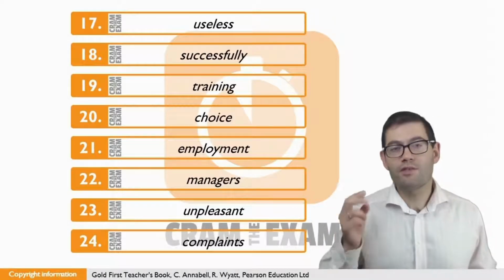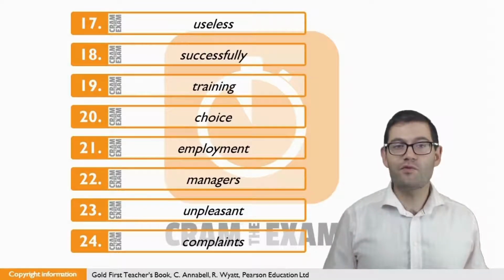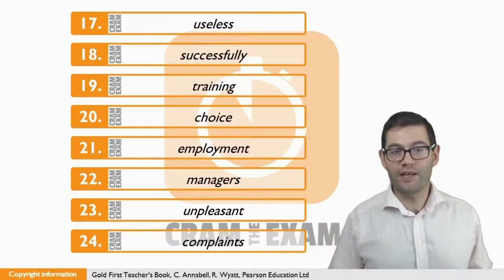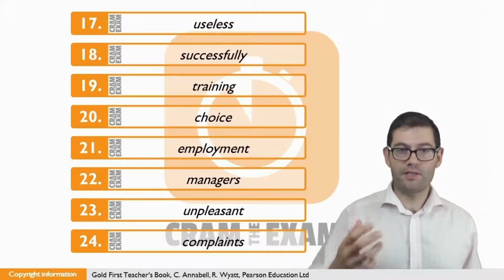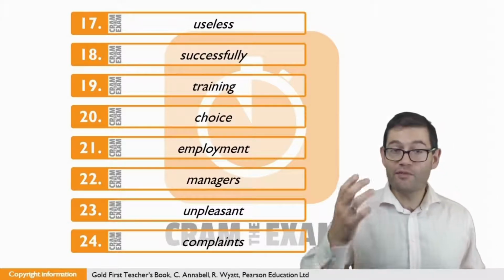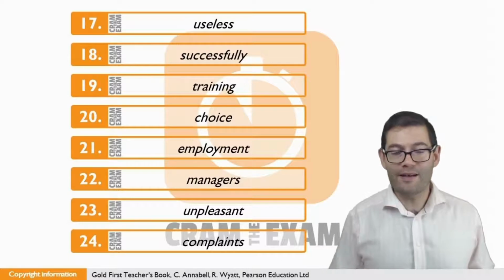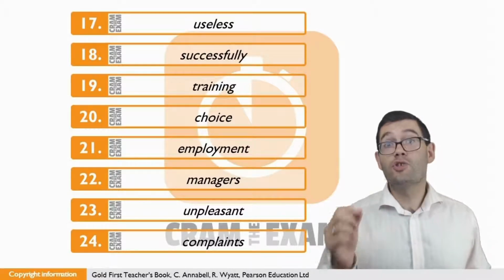For question 20, there are two clues that tell us that we need a noun in this gap. First of all, we've got an adjective. Adjectives modify nouns, and we don't have the noun. Also, before the adjective, we've got a personal possessive pronoun. Possessive pronouns always need nouns. You have to own something. In this case, his first choice.